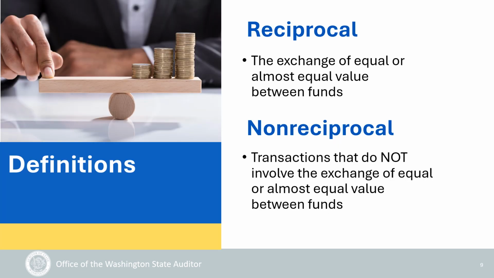Reciprocal activity is the exchange of equal or almost equal value between the 2 funds. In this case, one fund is giving something up, but they get something in return, so there's an exchange. Non-reciprocal is the opposite. It's when transactions do not involve the equal exchange between the 2 funds. Let's look at the individual transaction types and their accounting, starting with reciprocal interfund transactions.